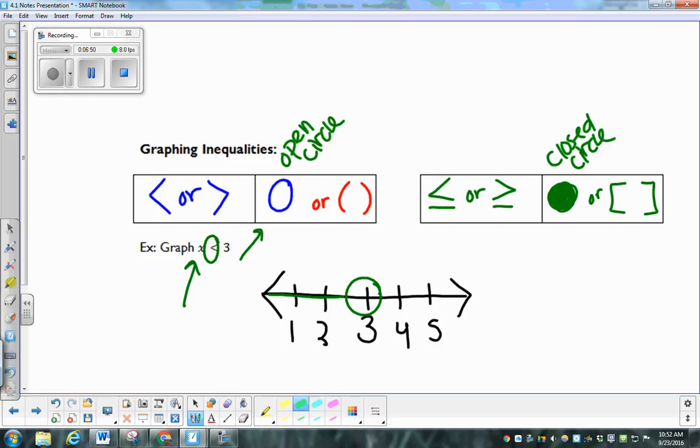Whoops, supposed to be a highlighter here. You can highlight that line. Just make sure you highlight the arrow. That's really important. I need to know that you're going all the way to negative infinity.